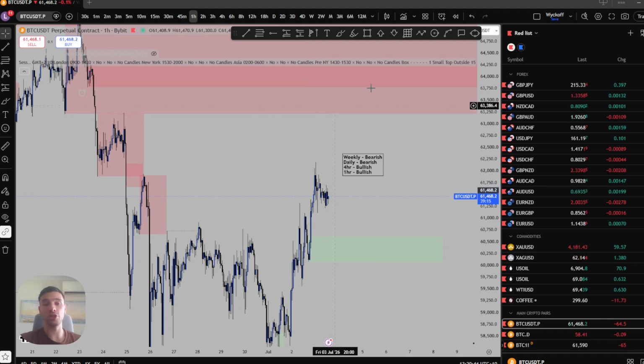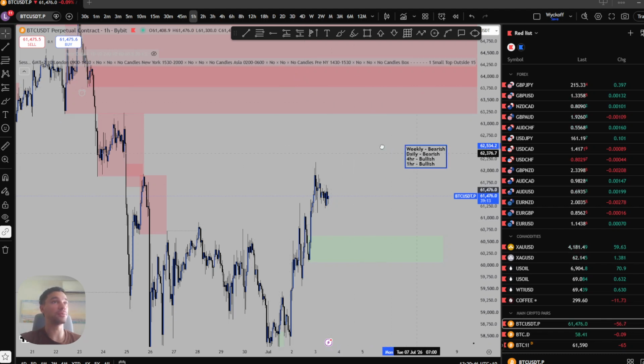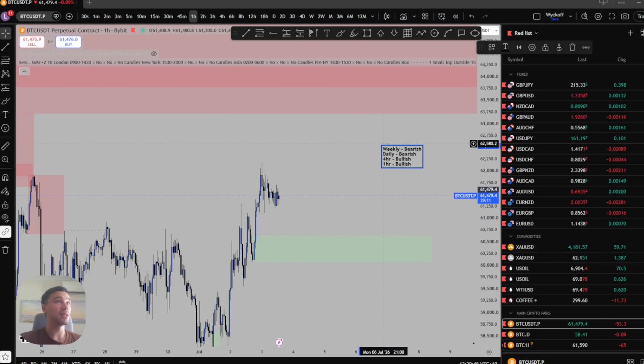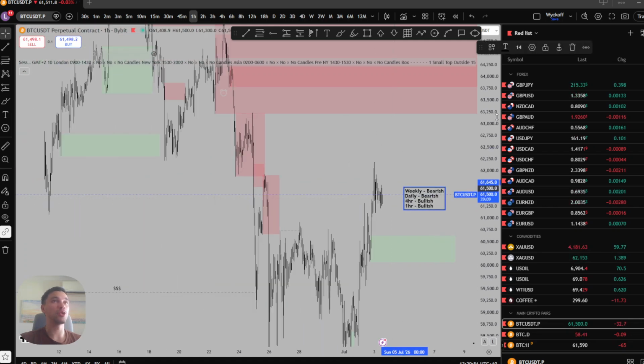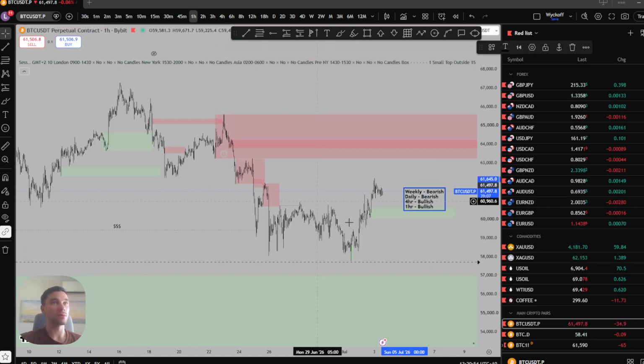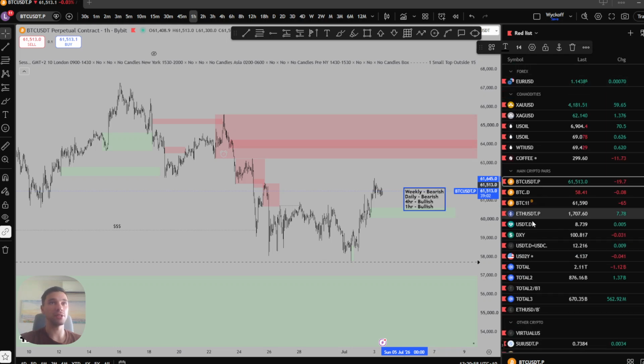And then, obviously just note that there is quite a bit of supply above. So at the moment, we're in kind of a semi-neutral context in crypto. We're bullish on the lower timeframes, while the higher timeframes remain bearish.